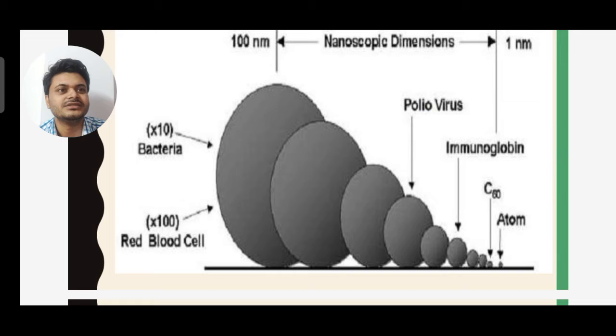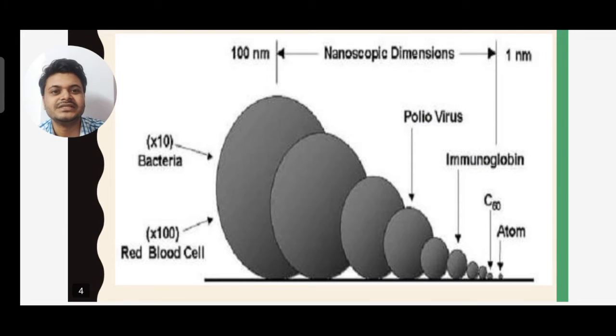Here you can see the size of an atom. You can see the size of a bacteria, the size of a red blood cell is 100 times that of an atom. It's 10 times that of bacteria. You can see the poliovirus image, the immunoglobulin, carbon 60. So atom is the smallest one. You can see in the figure the last one in the right hand side corner.